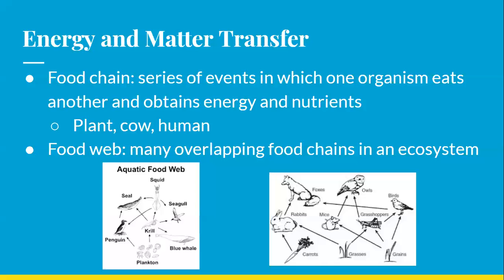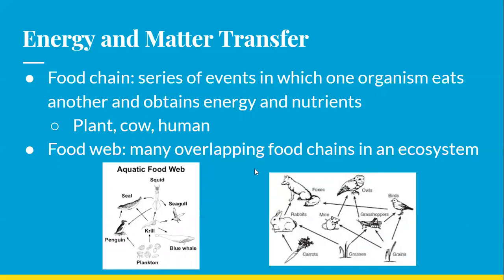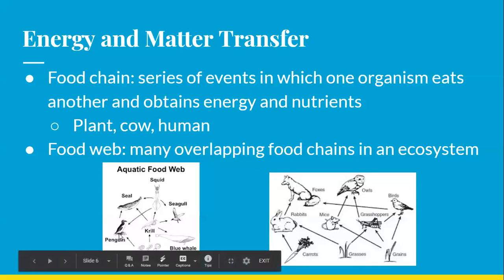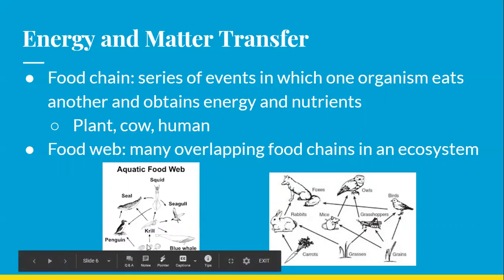So if you look at, for example, this aquatic food web, at the bottom we're going to have plankton. Plankton can be eaten by a penguin, for example. So we would have our plankton being our producers. They are getting sunlight and creating their own food. Now it goes to the primary consumer, which would be the penguin. Now, a penguin can be eaten by a seal, which would be our second level consumer. Okay, so it goes in order.